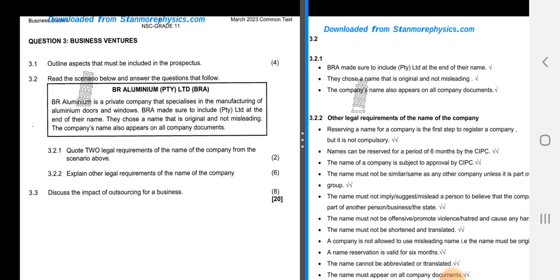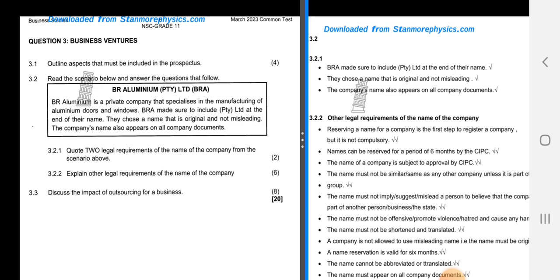So BRA made sure to include Pty at the end of their name to show that this is a private company. They chose a name that is original and not misleading. The company name also appears on all company documents. So explain other legal requirements of the name of the company. What are other legal requirements for the name of the company?